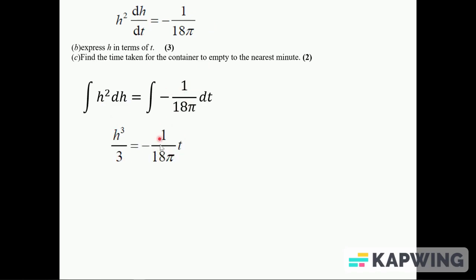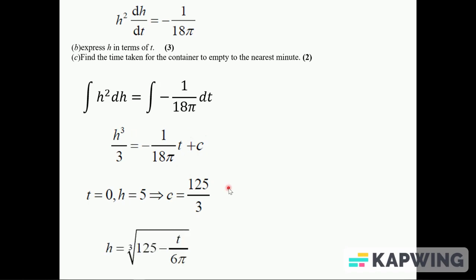I've got to express h in terms of t. So I'll separate the variables, h squared dh, and then put the dt up here, and then integrate both sides. This is going to be h cubed over 3. That's just a constant, so minus 1 over 18 pi times t, plus a constant. Now it said initially it was full, so when t is equal to 0, h is equal to 5. Sticking those in, the c comes out to be 125 over 3 because this term's 0.